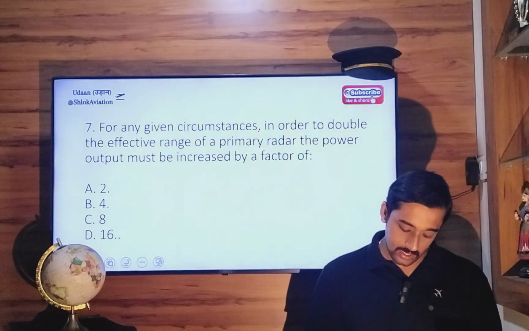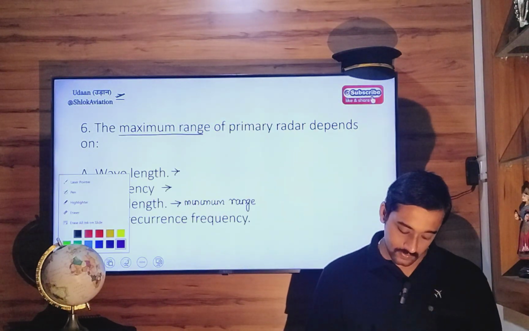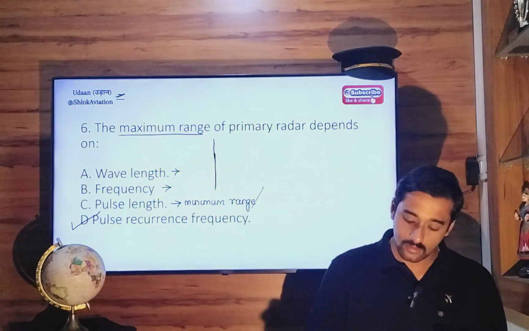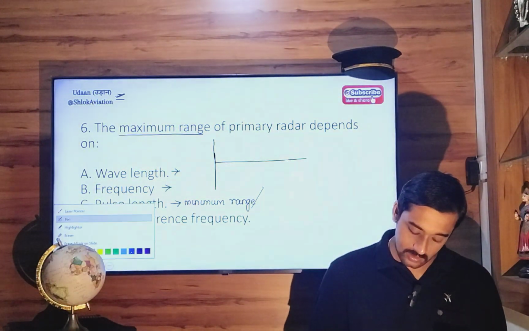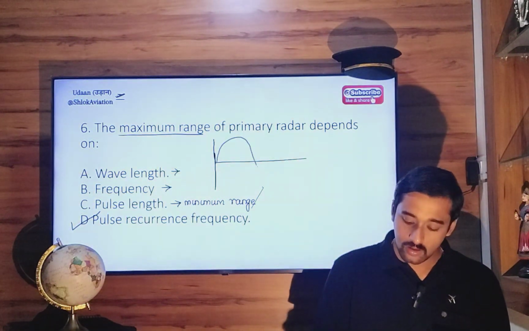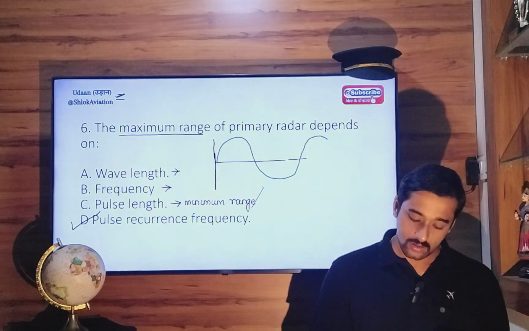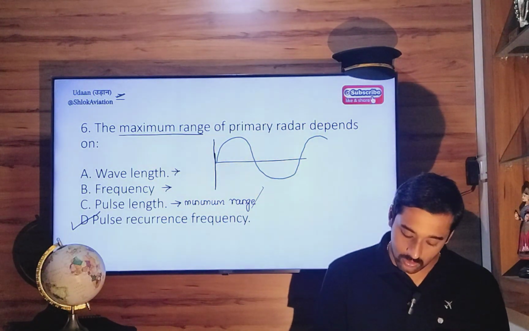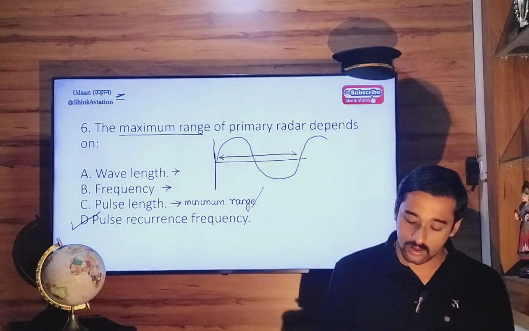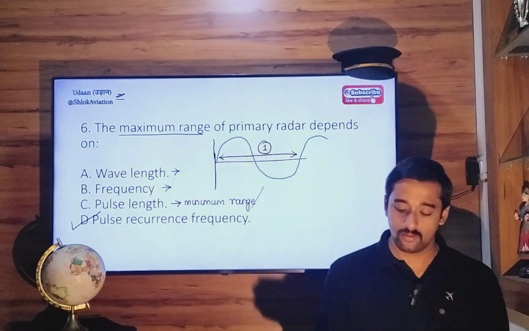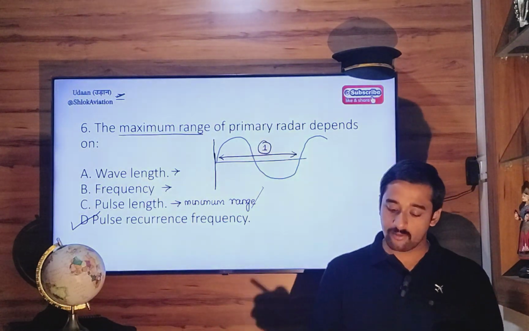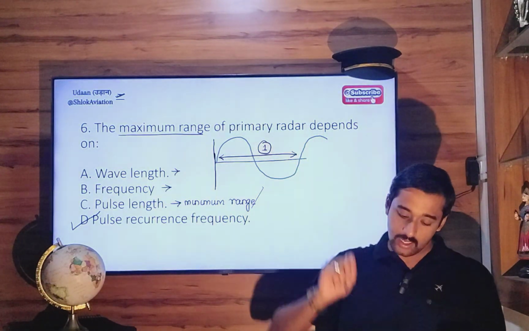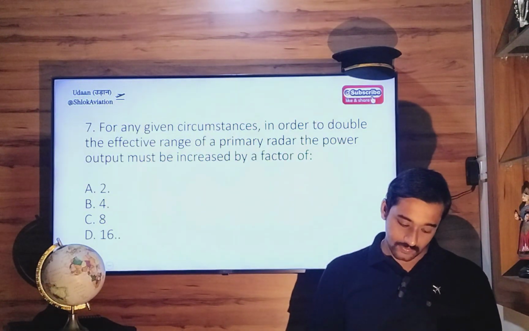So diagrammatically I can represent it. Okay, so this will be wavelength from here to here, wavelength. Next there will be another wave, again same wave progressing. So this is your wavelength.